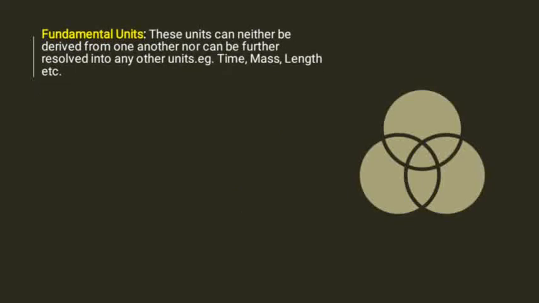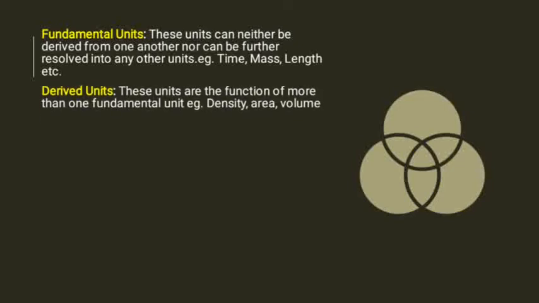The next one is fundamental unit. This unit can neither be derived from one another nor be further resolved into any other units. Example: time, mass, length, etc. Then come derived units. These units are a function of more than one fundamental unit. Example: density, area, volume, etc.